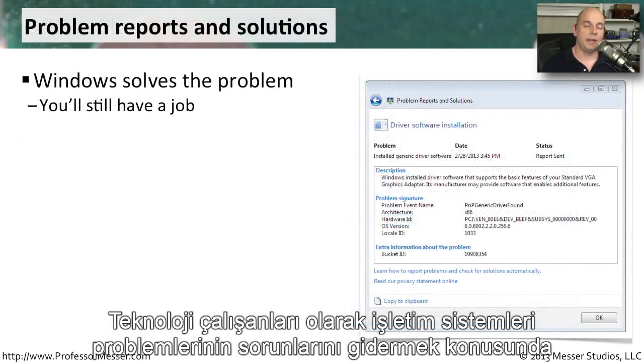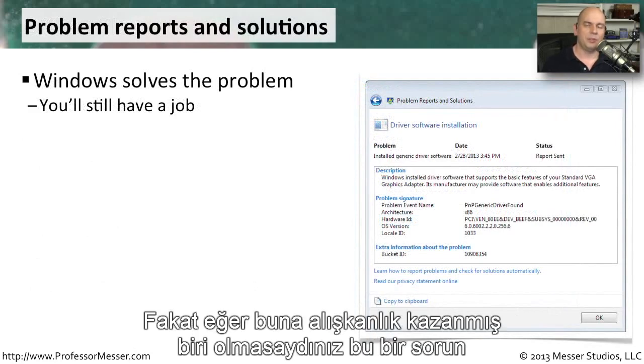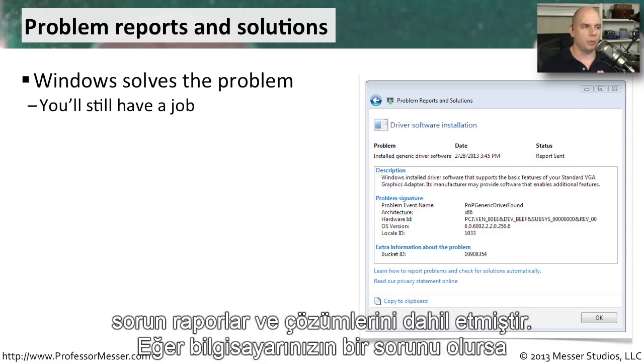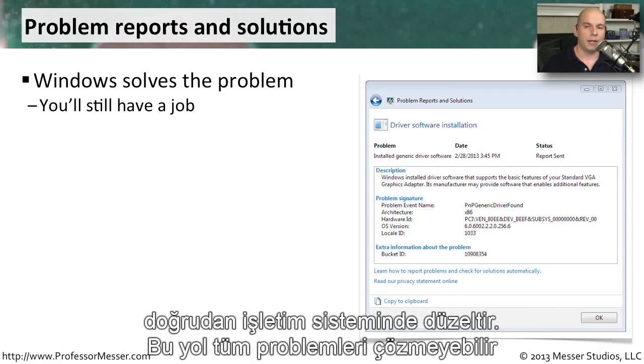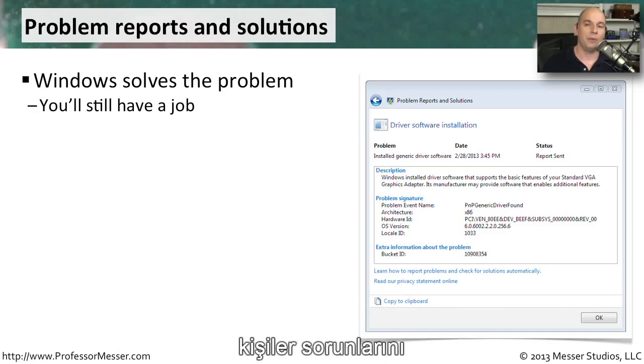As technologists, we become pretty accustomed to troubleshooting operating system problems. But if you're someone who's not accustomed to this, it can be a bit of an issue. That's why Microsoft included in Windows Vista this option in the control panel for problem reports and solutions. If your computer has a problem, it will communicate with Microsoft, and Microsoft may send the correction for that problem directly to the operating system. Now, this doesn't solve everything. You'll still have a job, but one of the nice things is that a lot of non-technical users can get a lot of problems resolved by using this functionality.